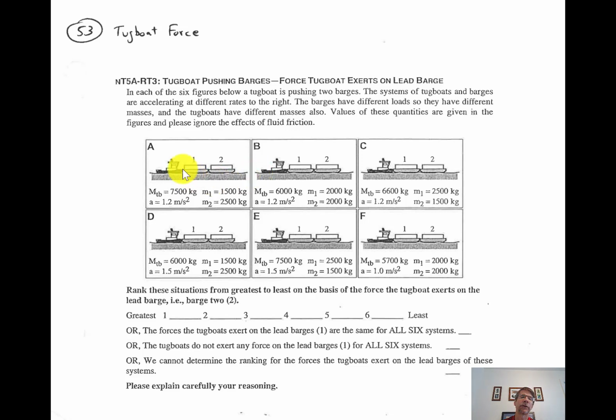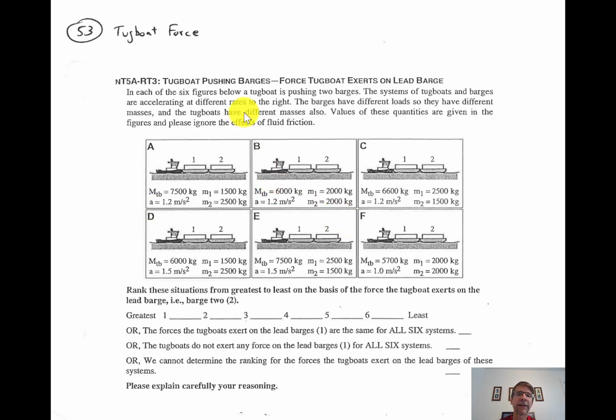All right, so then the total mass, to add up these two masses, would be 2,000 plus 1,000... would be 4,000, equals that, times 1.2 would give you the force that's being applied to barge 1. You would not include the mass of the tugboat in that calculation. But that would give you the net force, the pushing force on barge 1. And you could do that in all 6 cases.